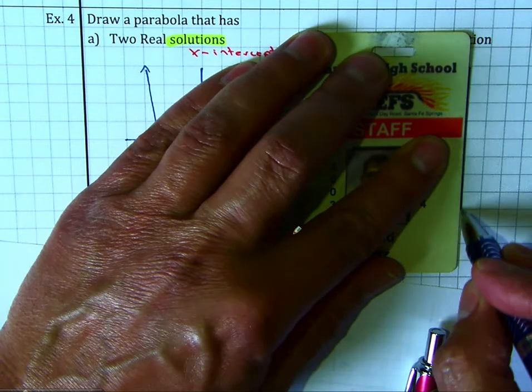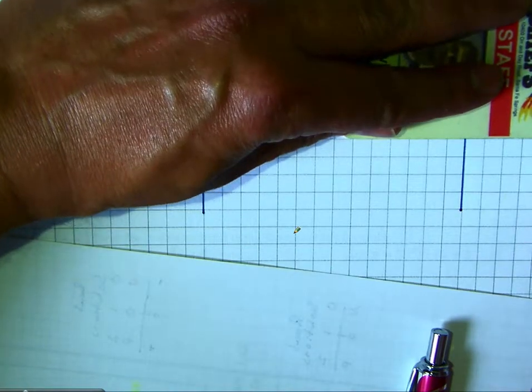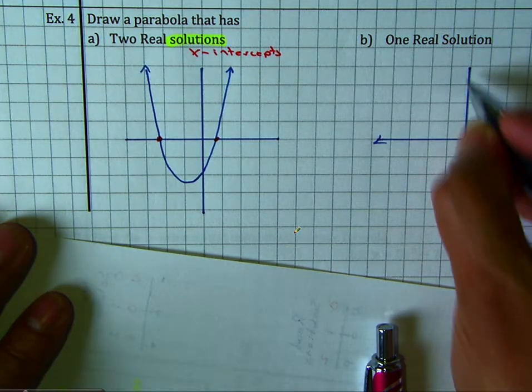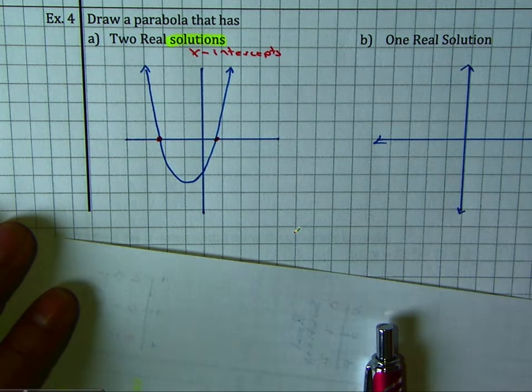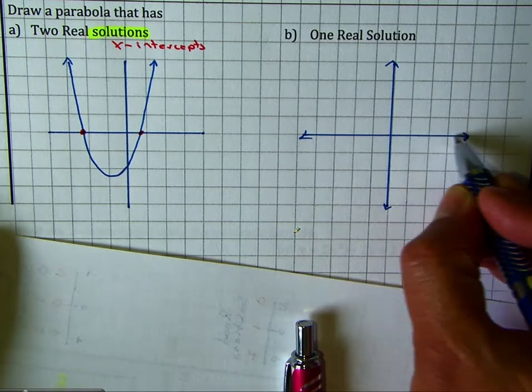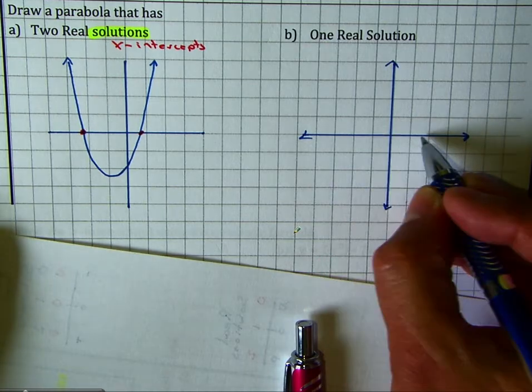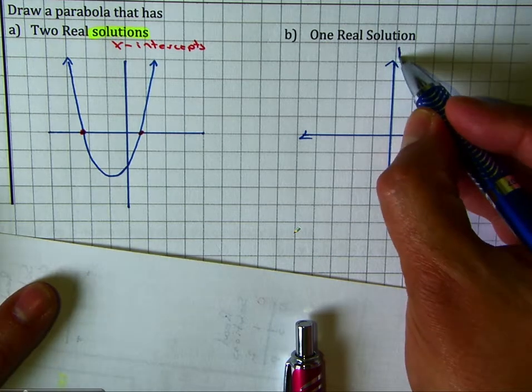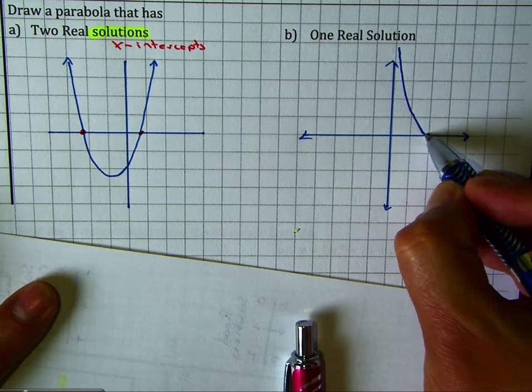So I'm just going to make a very quick graph. If you can use your ruler to make nice straight lines, that'll be great. It needs to have one real solution, so you have to cross your x-axis once, and you can decide anywhere. I'm going to make mine cross right here, and I'm going to make a parabola that barely touches it and then comes back up.